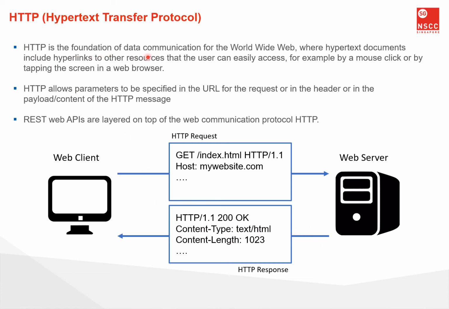So HTTP is the foundation of all communication in the World Wide Web, where hypertext documents, including hyperlinks to other resources, are easily accessible. So for example, a mouse click or tapping on the screen on the web. Incidentally, when you click on the link, it will send a new GET request, and the resource is actually the address that's inside the link. So HTTP allows parameters to be specified in the URL, and it can also be passed as additional content or information within the request itself. So after this, the three ellipses, the dots here, there may be additional information like HTML or text or even JSON or XML data. So you can actually have additional data being passed in the message itself.